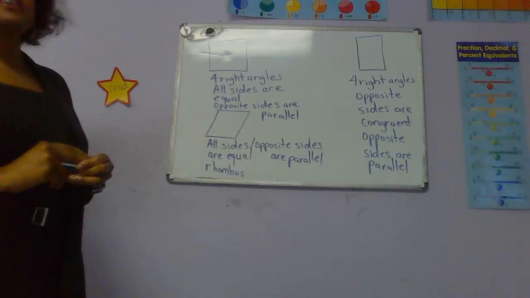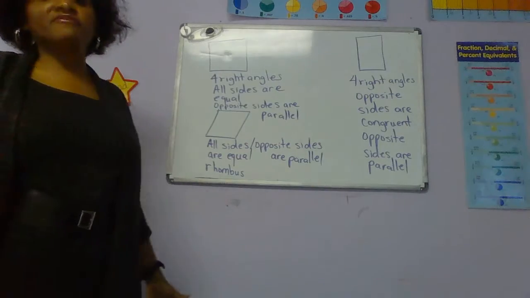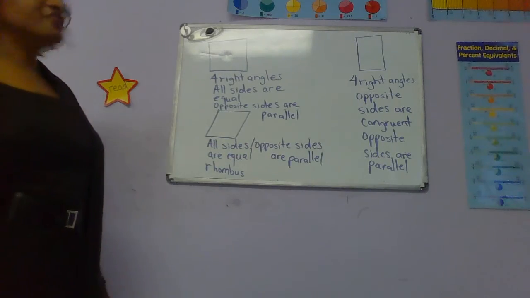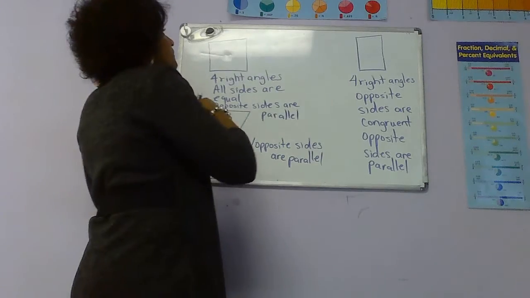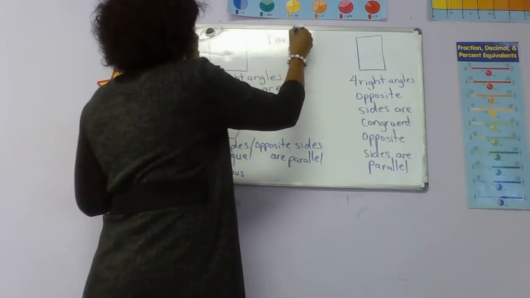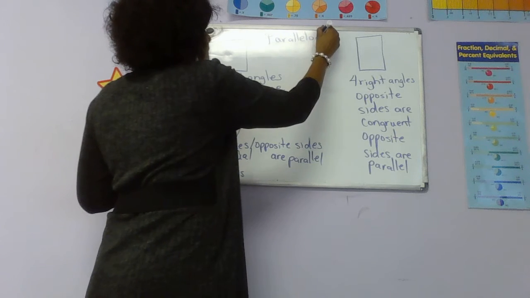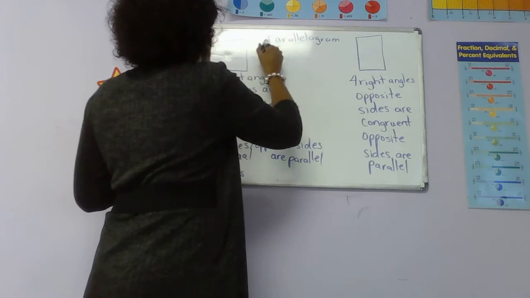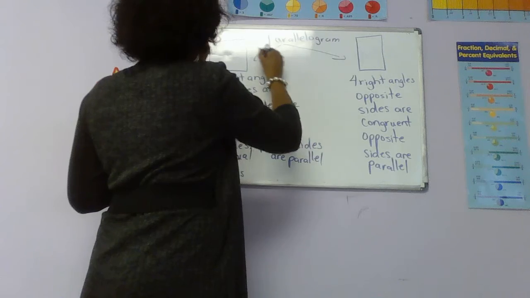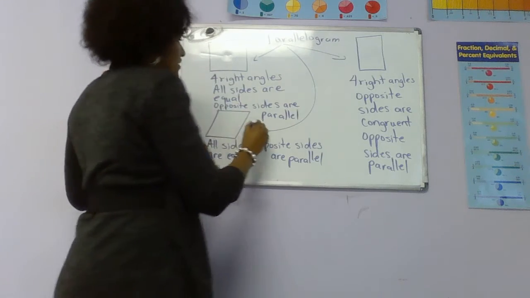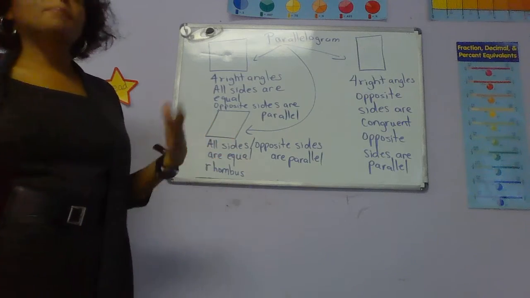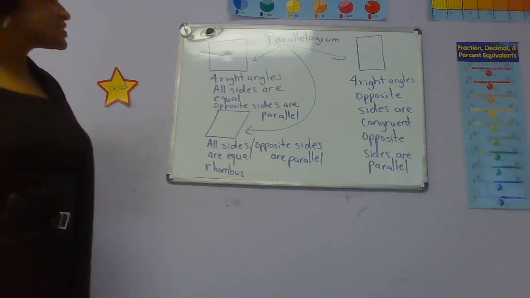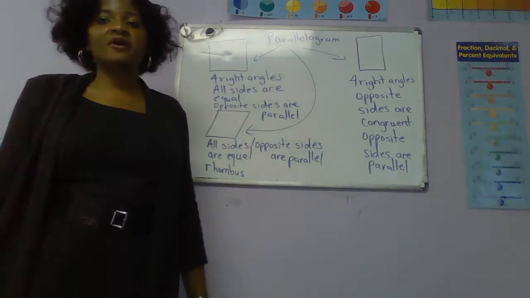And all 3 of these make up the parallelogram family. Definition of parallelogram. So these are all, let me just write parallelogram. So all of these are parallelograms. A parallelogram is a quadrilateral where opposite sides are parallel and opposite sides are equal. So these are types of parallelograms.